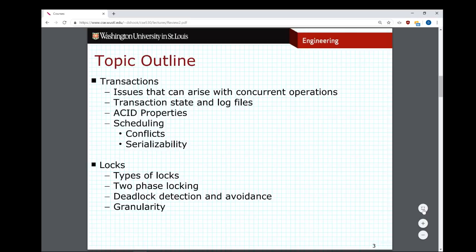Go ahead. Some sort of a ticker? Like a timer, you mean?